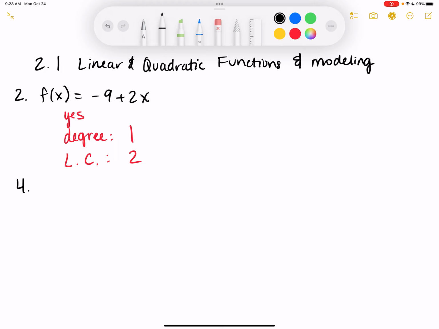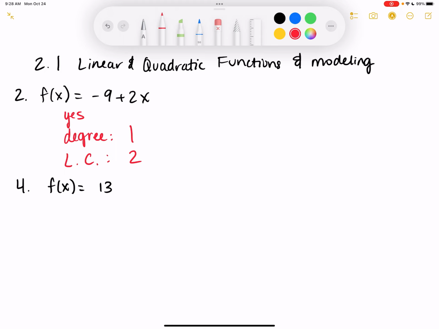Number 4, f of x equals 13. Is this polynomial? It is not. Wait. I say no. Okay, if so, why? And if not, why not? Because I don't see it in any of the forms. Well, I think yes. It is a constant function, but the degree is undefined.